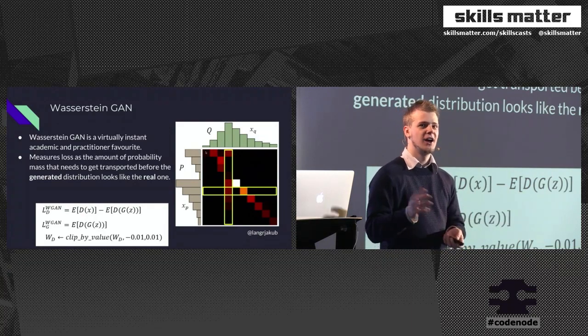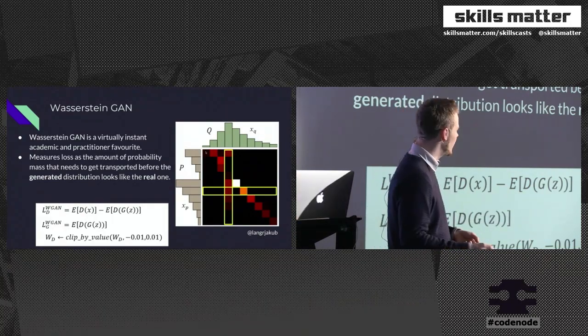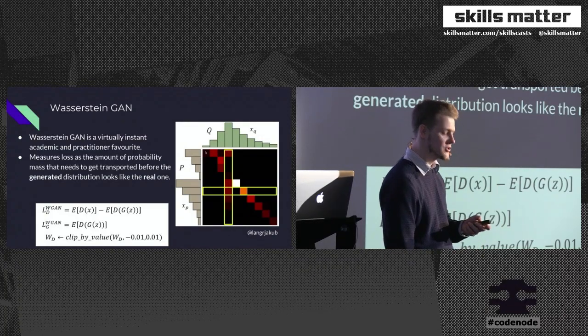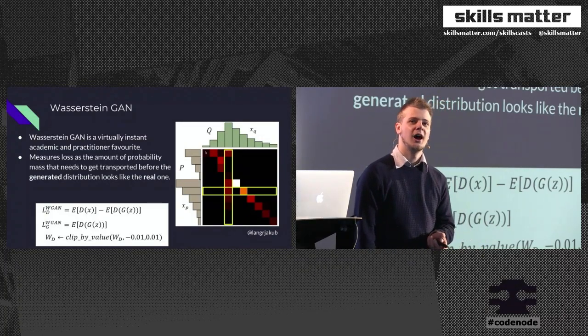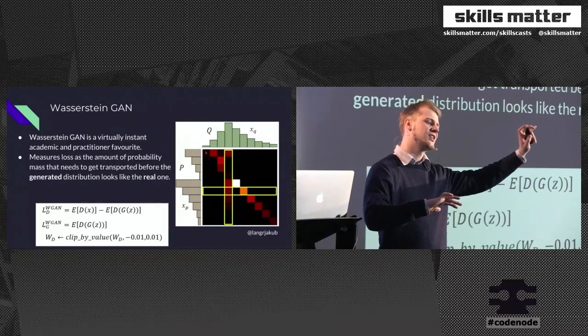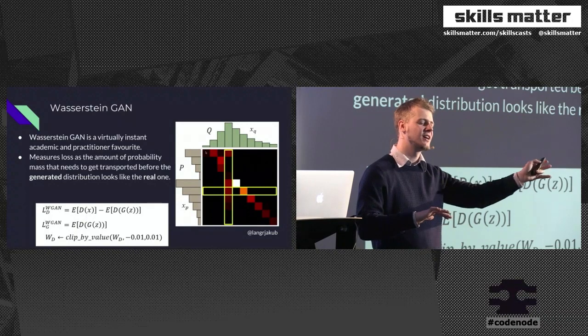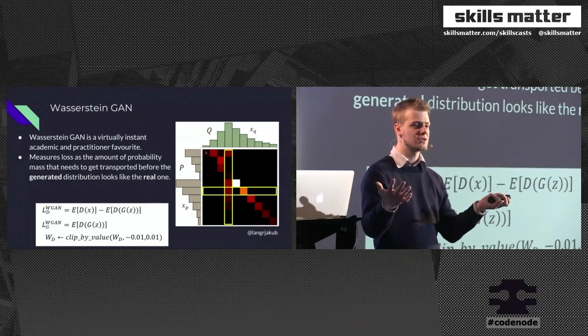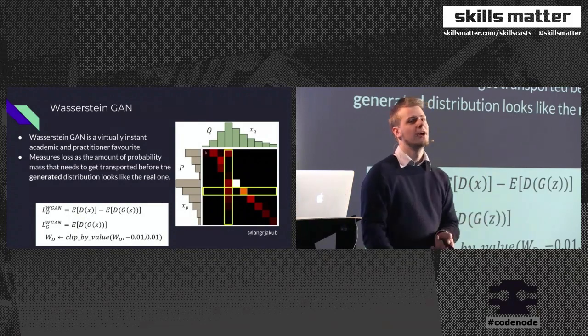I don't think there's a point in going too much into the mathematics right now. But basically, the discriminator is now called a critic, and it's trying to evaluate the difference between the two distributions as a singular number.